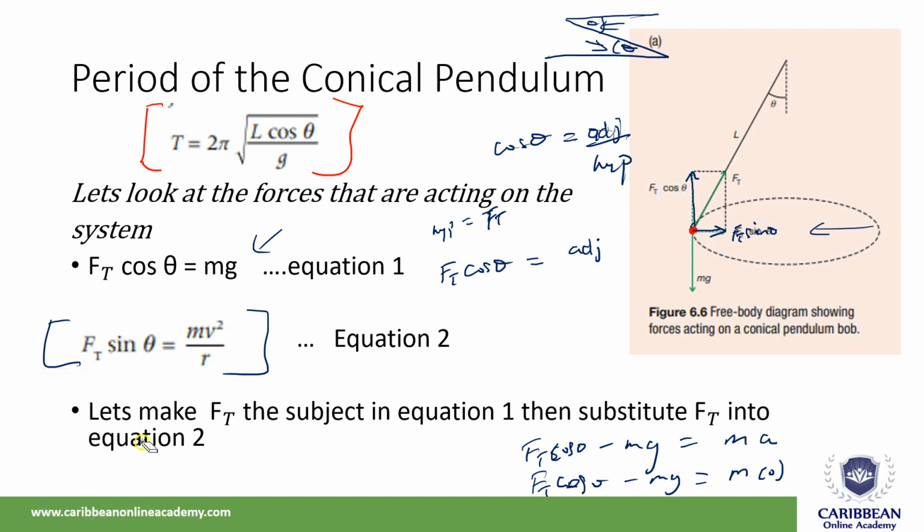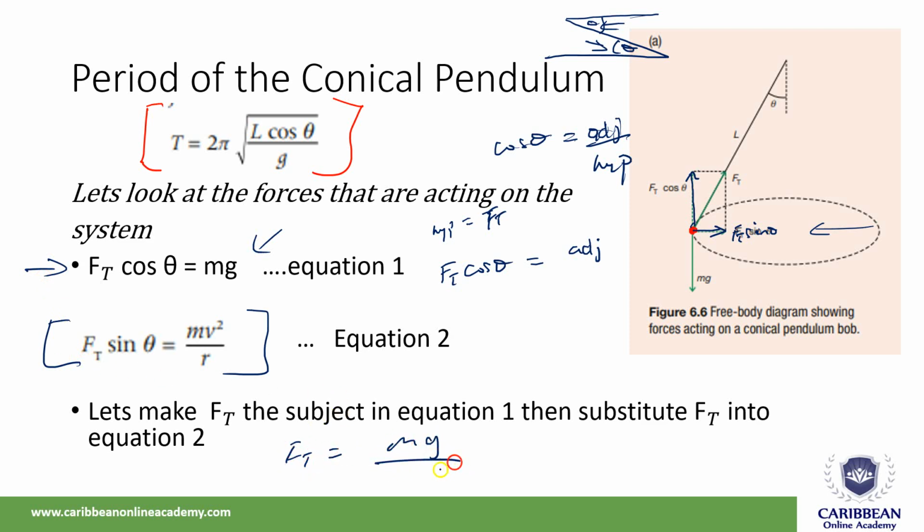And then I'm going to do something very fun. I want to get rid of ft. So I'm going to make ft the subject in that equation. If ft becomes the subject, it means that ft is mg divided by cos theta.